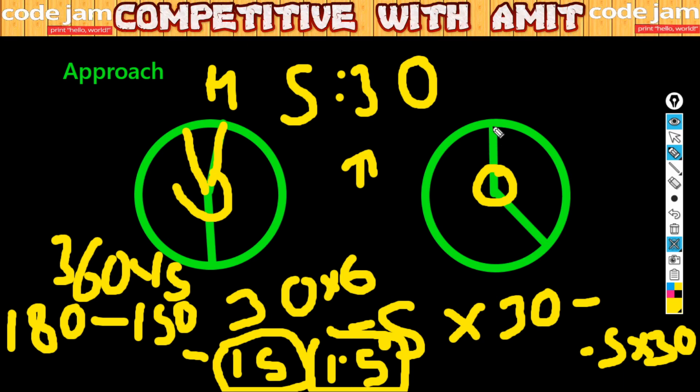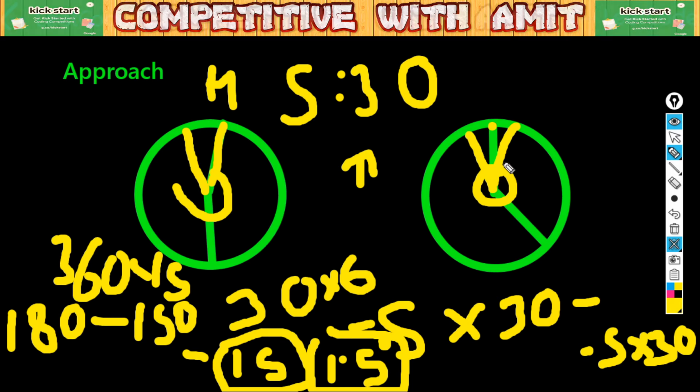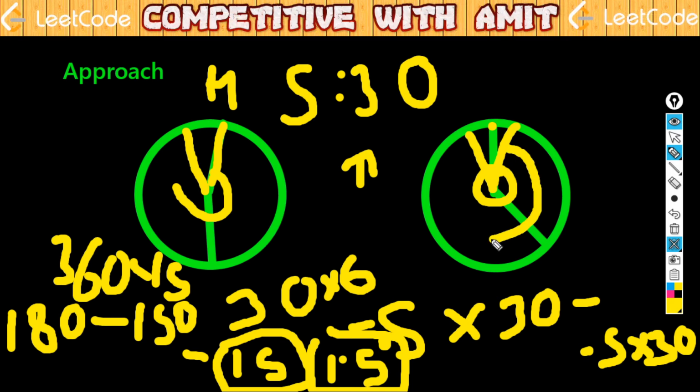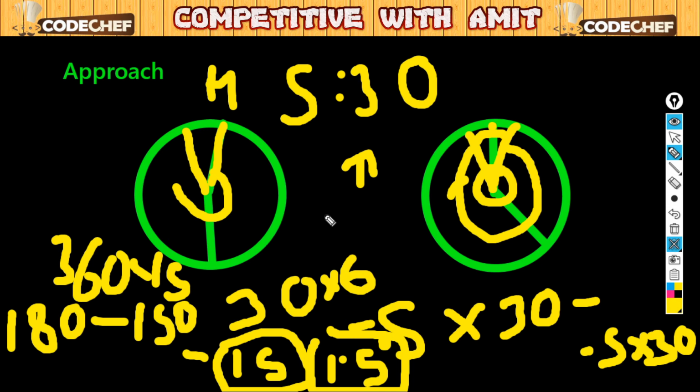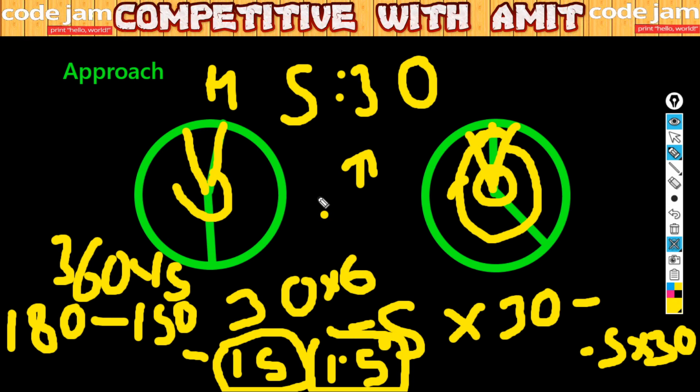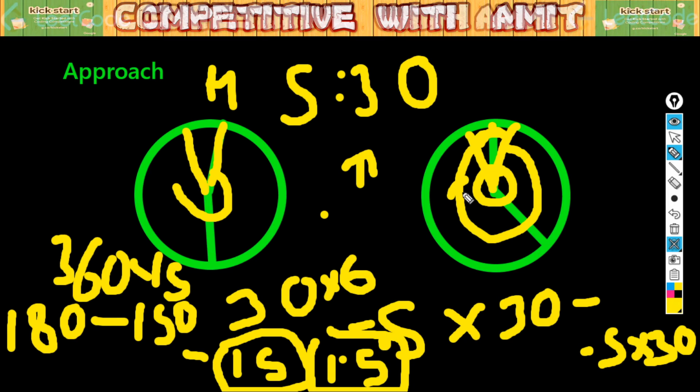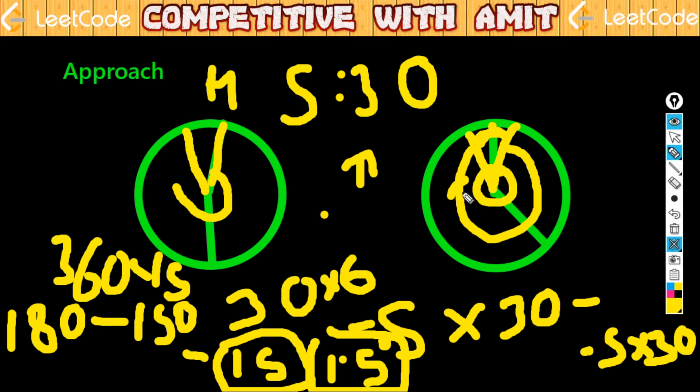Because if hours hand is suppose here and minute hand is here, so what we are trying to find, we are trying to find this angle, but minimum angle is this. So what we will do, we will subtract this bigger angle from 360, so we will easily get this. Now if this is smaller, then we'll return this. If this is smaller, we will return this. So this is the basic thing what we have to do.